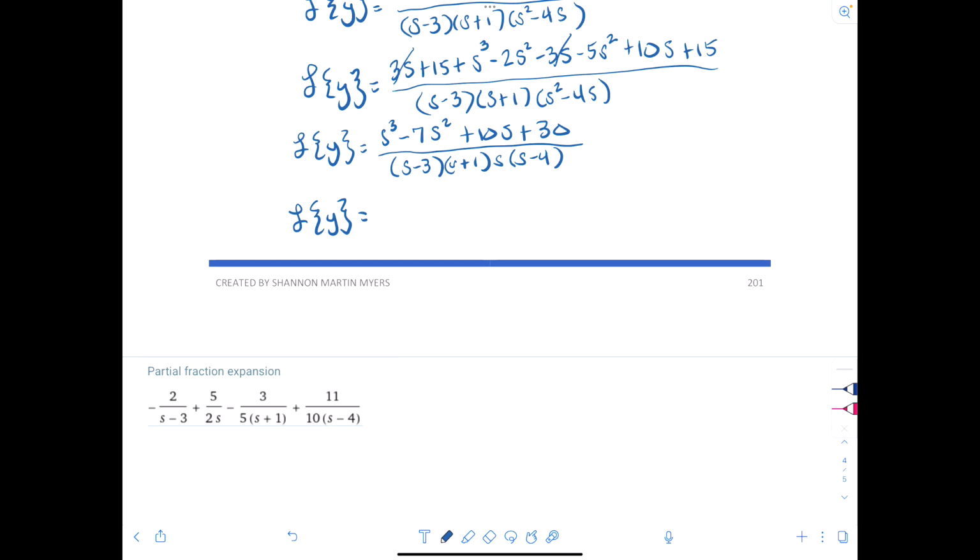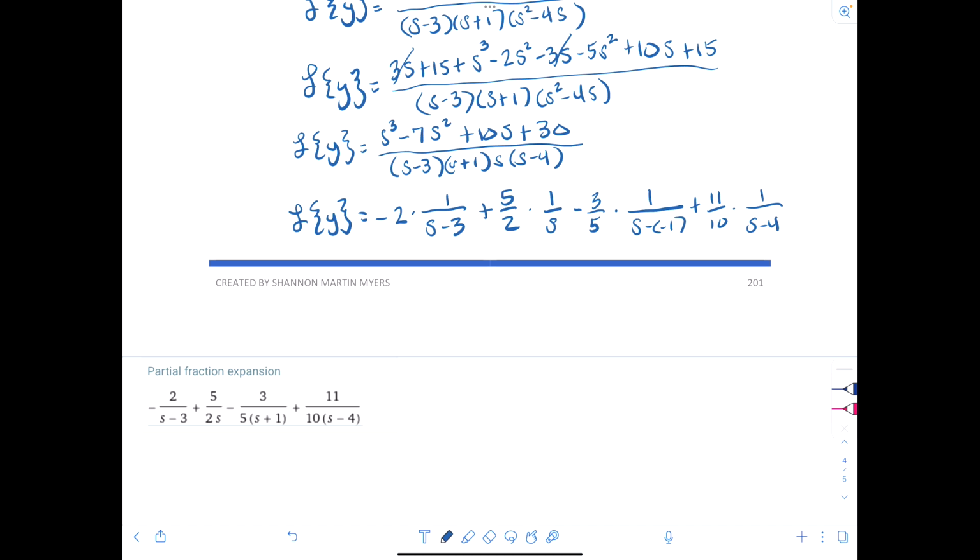So I'll just copy that over. So that gives us negative 2. Actually, I'll write it in a friendly form to get the inverse. We'll have negative 2 times 1 over s minus 3 plus 5 halves times 1 over s minus 3/5 times 1 over s minus negative 1 plus 11/10 times 1 over s minus 4.